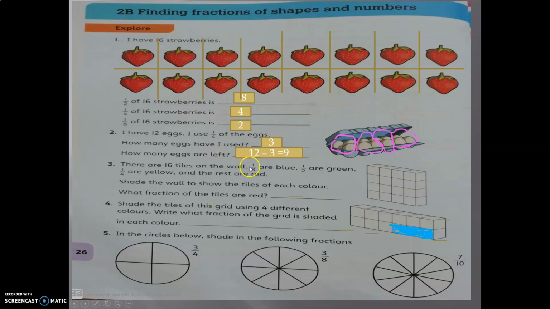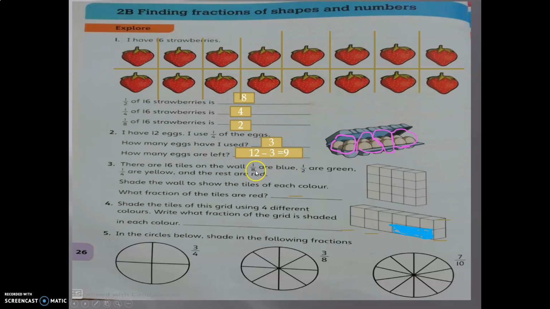Okay. 8 are blue. 1 out of 8 are blue. It means I need to cut my tiles into 8 equal groups to see how many in 1 out of 8. Or instead of cutting it like the strawberries, I have another way.